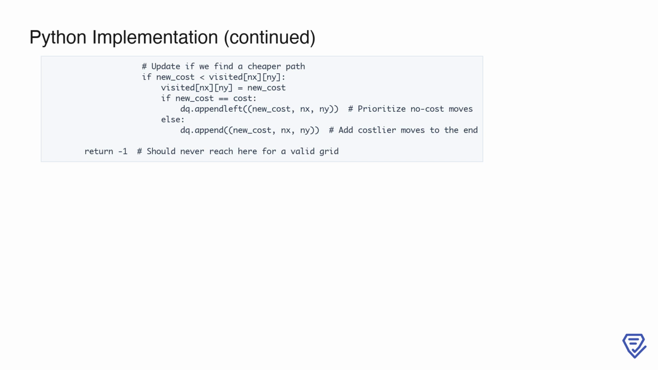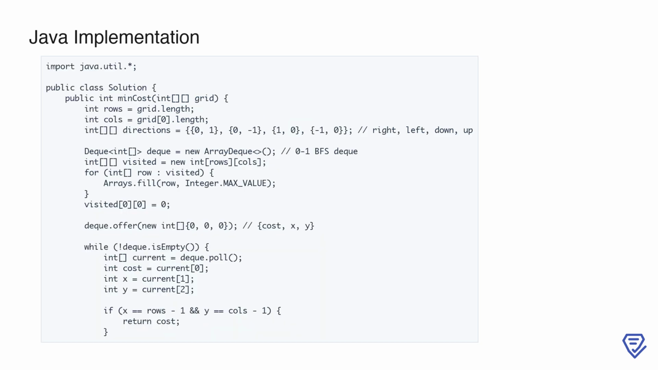large grids. Here, we begin by importing the necessary libraries and defining the solution class. The method minCost takes a 2D grid as input, where each cell specifies a direction to move. First, we determine the grid dimensions and define an array of directions representing right, left, down, and up movements. These directions will help us navigate the grid.